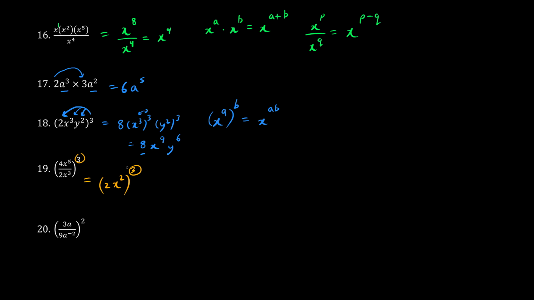And now we simply spread the exponent love. 2 cubed is 8. Exponent, bracket, exponent, 2 bracket 3, we multiply. 2 times 3 is 6. So here's our answer.